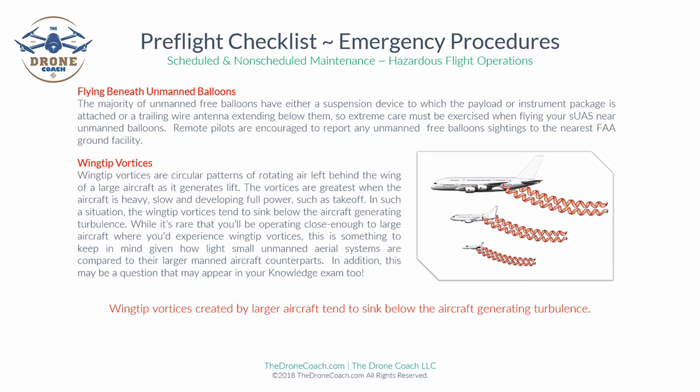And while it's rare that you'll be operating close enough to a large aircraft where you'd experience such wingtip vortices, it's just something to keep in mind given how light and small an unmanned aircraft is compared to larger manned aircraft. Wingtip vortices created by larger aircraft tend to sink below the aircraft, generating turbulence.